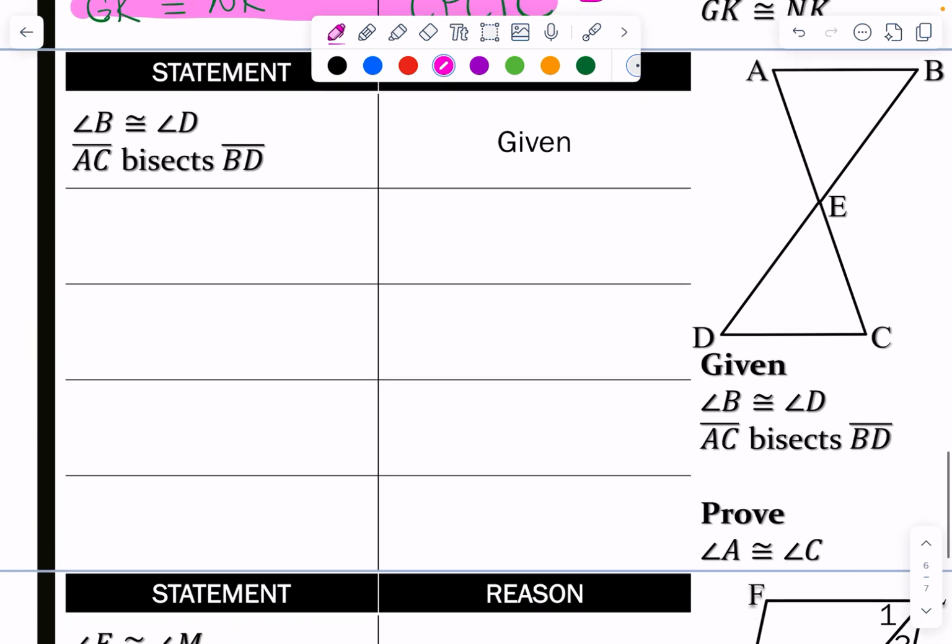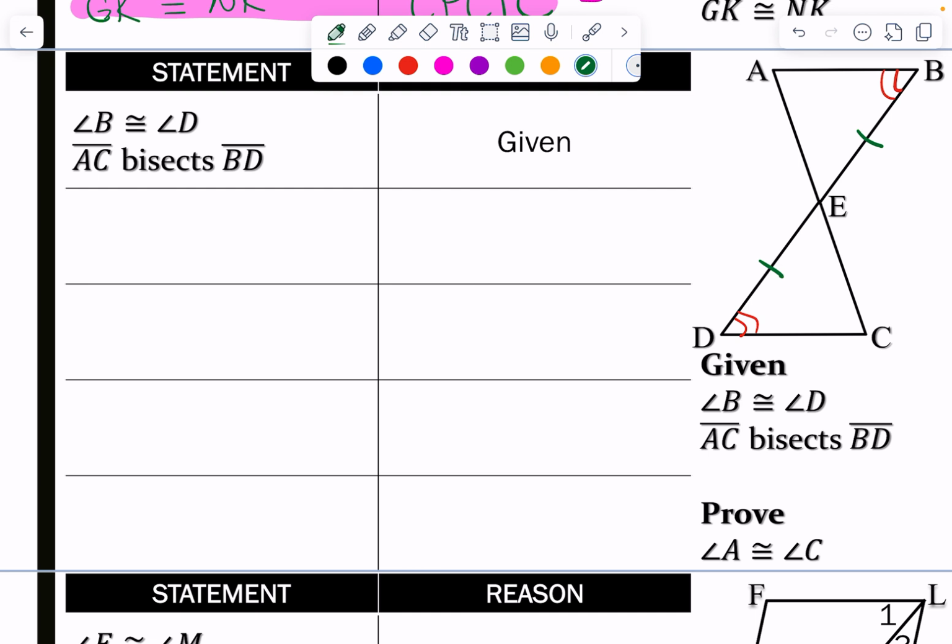So what do we know? Well, it tells me that angle B is congruent to angle D. It also tells me AC bisects BD. So what that means is I should be able to prove those two sides are congruent. Lastly, I've got to figure out, okay, which one am I using? Side, side, side? No, because I have an angle and a side. Side, angle, side? Could be. Angle, side, angle? Could be.